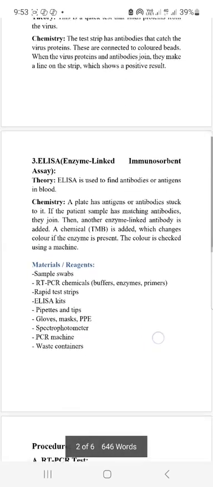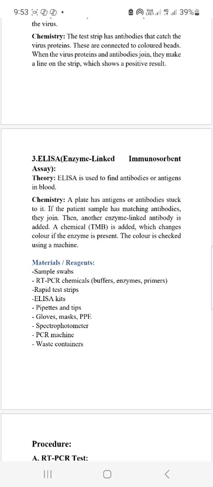Let's go to the next test, which is ELISA, enzyme linked immunosorbent assay. ELISA is used to find antibodies or antigens in the blood. So if you want to find antibodies or antigens in the blood, you will use the test known as ELISA.